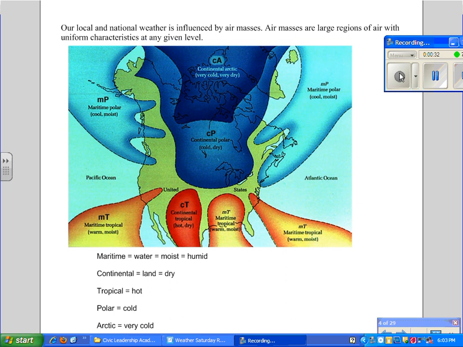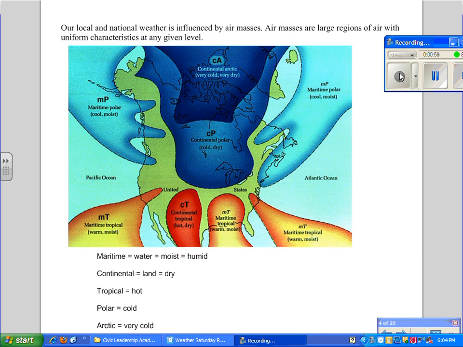If you have an air mass that's coming off the ocean, say from the north, it's going to be cool and moist. If you have an air mass coming from the south, from the Caribbean, say around Florida, the Gulf of Mexico, it's going to be warm and humid. And if you have an air mass that's coming from areas like Mexico, Texas, New Mexico, Arizona, it's going to be warm and dry.